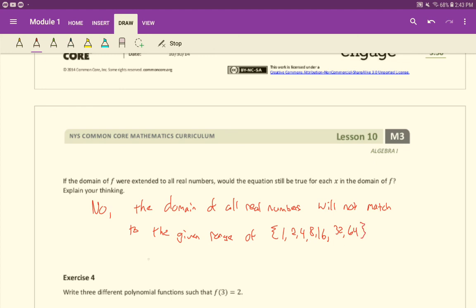And here's an example, right? Let's just say 1/2. Okay, so let's do f of 1/2. That would be 2 to the 1/2 power, which is equal to the square root of 2. And the square root of 2 is not in that.